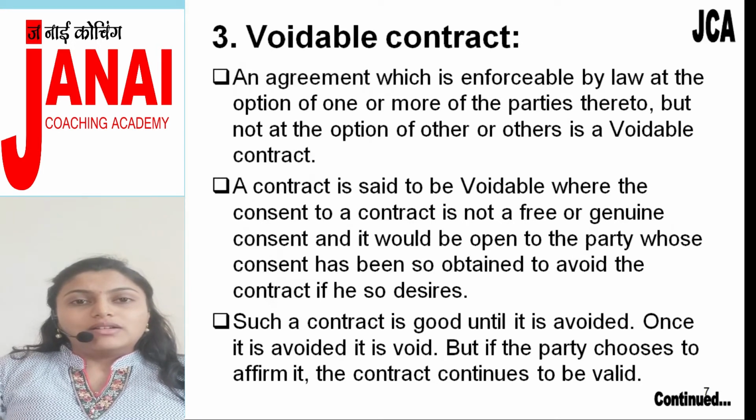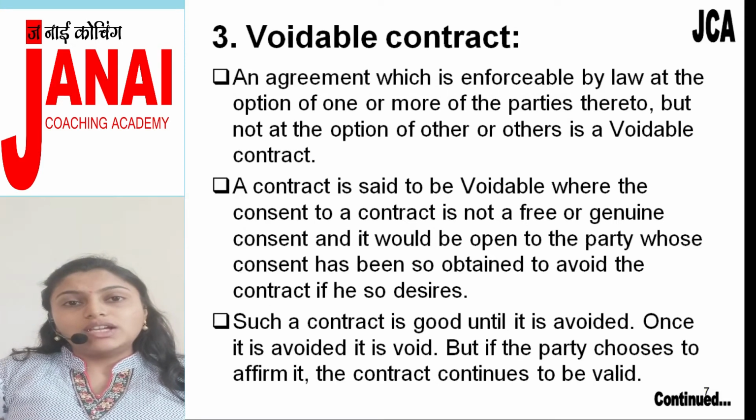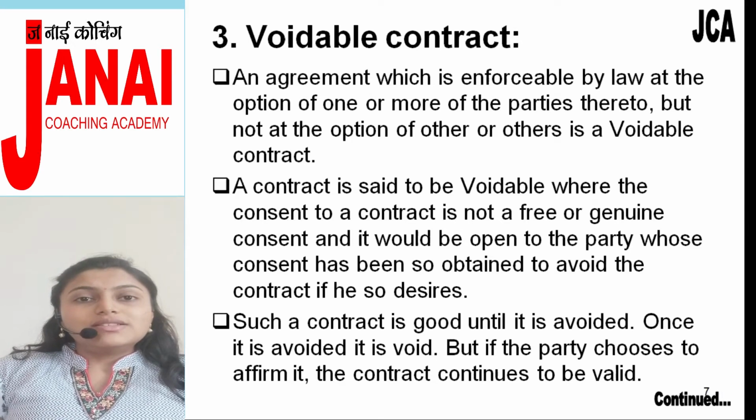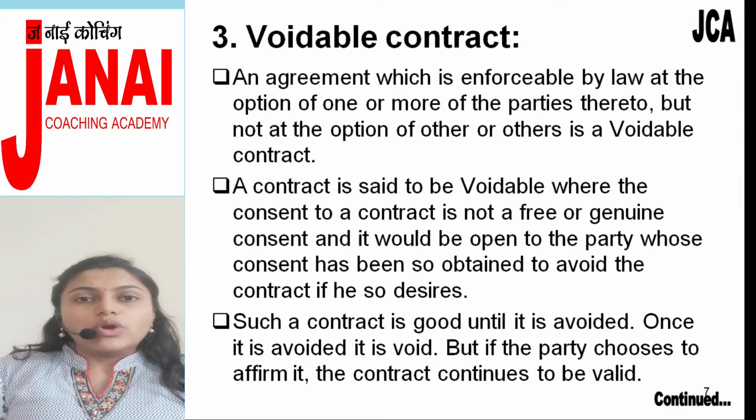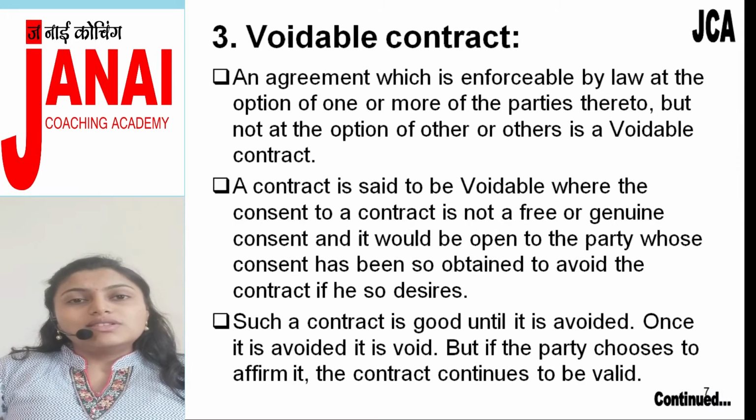Now, what is meant by that? It means if the agreement is voidable, it is avoidable by one or more of the parties thereto. These are the parties whose consent is not taken freely. If the free consent is missing, if it is taken by coercion, undue influence, fraud, or misrepresentation, then the contract becomes voidable at the option of the party whose consent is not taken freely. So those contracts are voidable contracts.